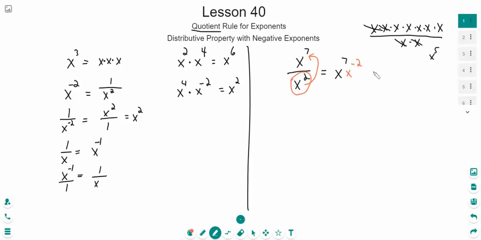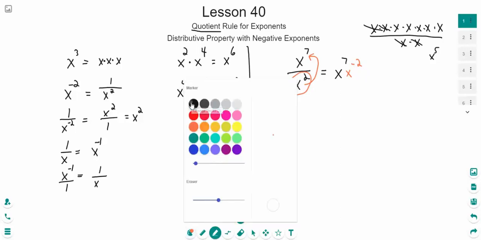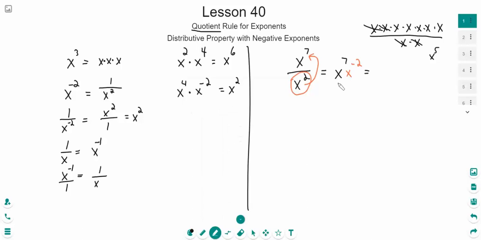And now, once I have it in this form, it's perhaps easy for me to see that all I have to do is add the exponents because we are multiplying. So 7 minus 2 is 5, and I get x to the 5th, which is the same answer that we got up here. So we end up with the same answer. It's just perhaps a simpler way to look at things, remembering that you can move this up, change the sign of the exponent, and then we add the exponents.